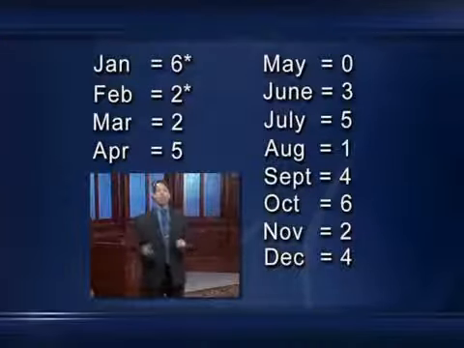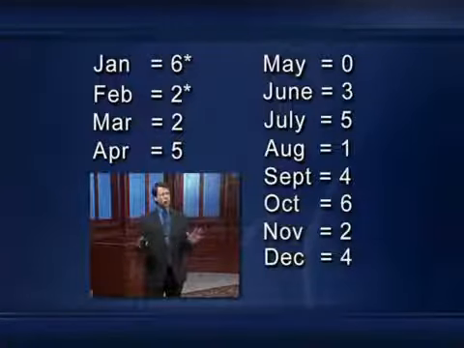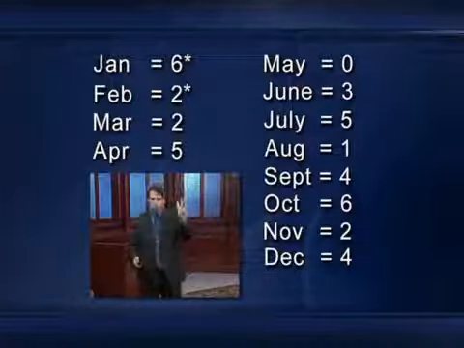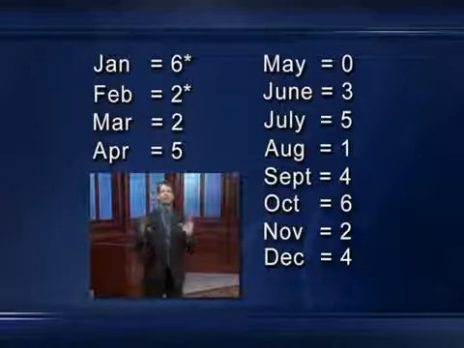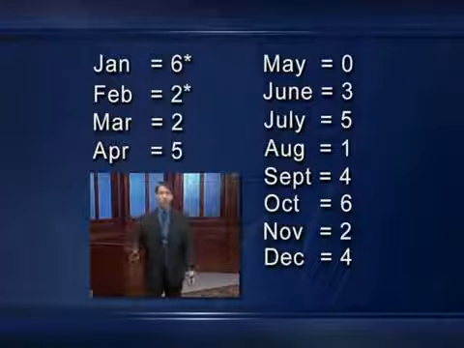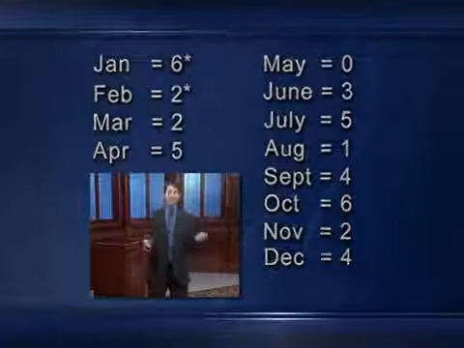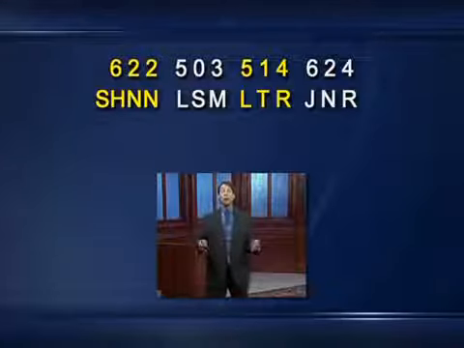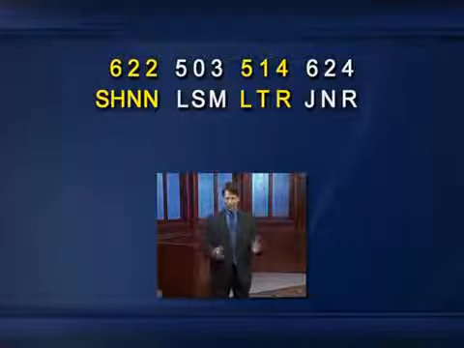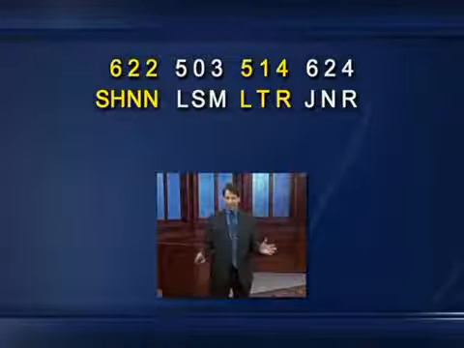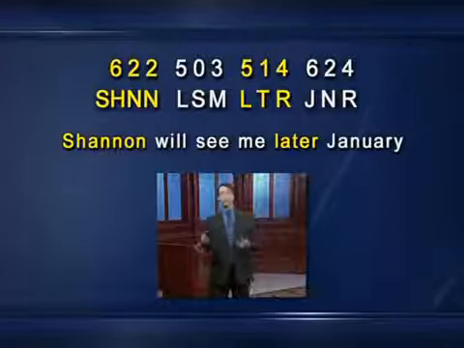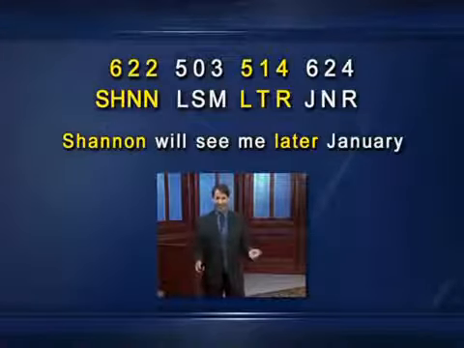I'll say more about where these numbers come from later, but first let's spend a few minutes to memorize the month codes. I'll give you 2 ways to learn them. Let's first apply the phonetic code that we just learned from the last lecture to turn all 12 numbers, 622, 503, 514, 624, into a sentence. Okay, so using their associated consonant sounds, we can create the sentence, "Shannon will see me later January."